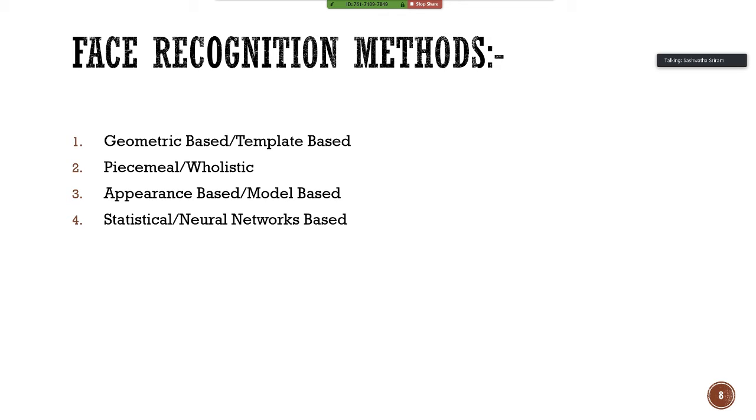Piecemeal or holistic, as the name suggests, means the snap of the face is broken down into pieces, and these features are connected to each other later on in order to identify the person. Appearance based or model based is the system where they have a huge set of training data and sample data against which the actual sample is compared.